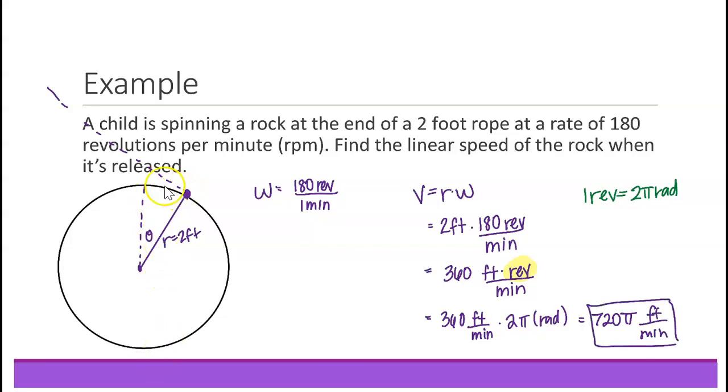So the moment I let go of this rock that this child is spinning, such a weird problem, I am aware, but as soon as we let go, the speed that that rock is going to travel when it shoots off linearly, right, in a straight line, is going to be 720 pi feet per minute. Again, this is an exact answer.